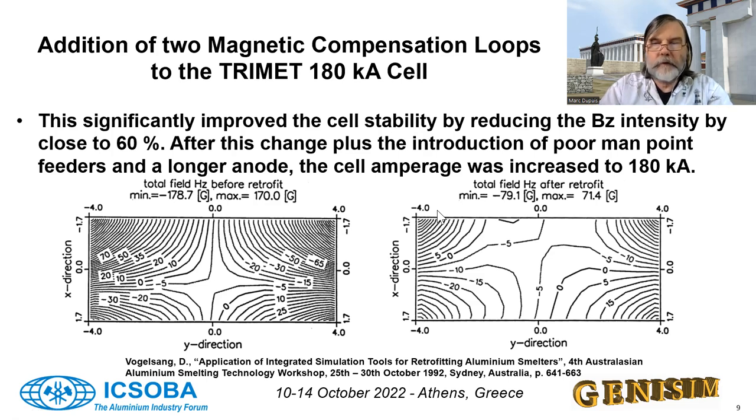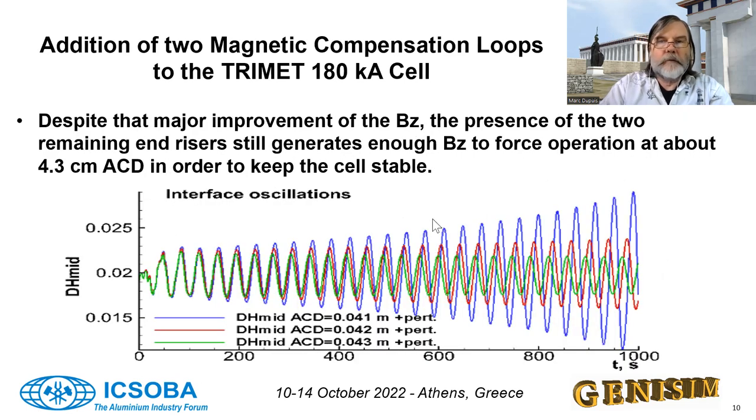And that's the cell that was tested for the initial testing of oscillating the current in the pot line. First, if you don't do anything, the stability is predicted to be around 4.3 centimeter ACD. That was presented in a previous paper. And that's the base case, so no oscillation of any kind. The cell is predicted to be stable at about 4.3 centimeter ACD.